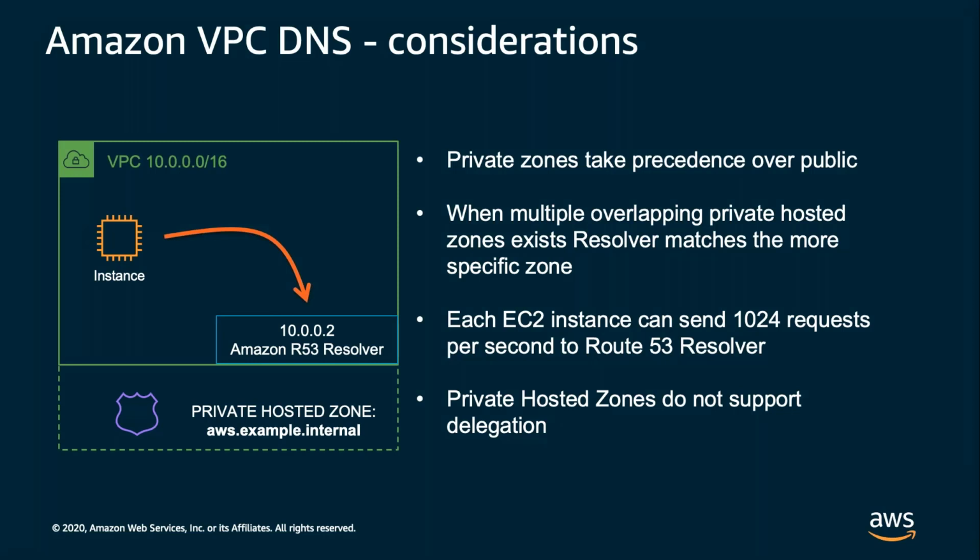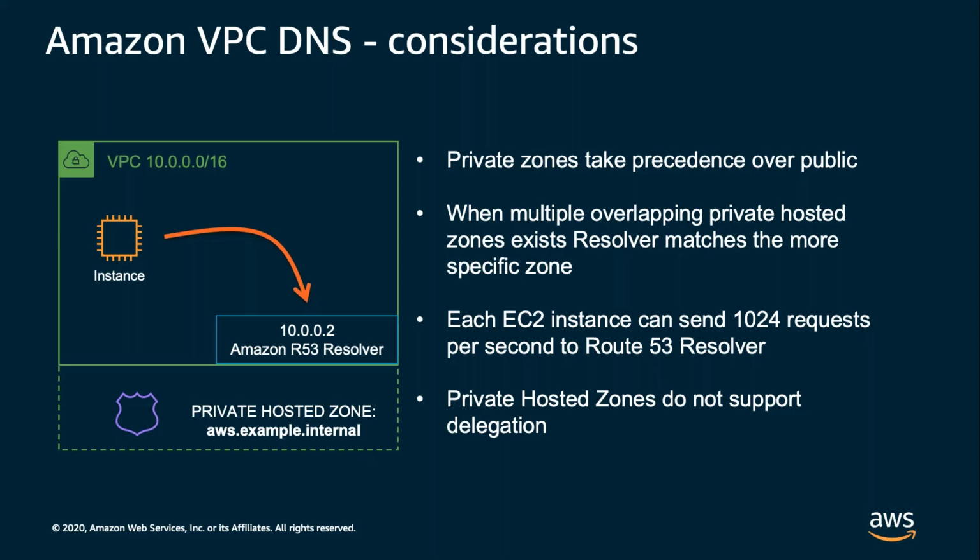Some considerations here when using the .2 resolver. Obviously, as we've seen in our examples, the private zones take precedence over public. So that's why we're able to do that split horizon and have a different name resolve within the VPC as opposed to out on the public internet. When there are multiple overlapping private hosted zones, we match the most specific zone. So if we had www.aws.example.internal as an additional hosted zone, that would take precedence over aws.example.internal.